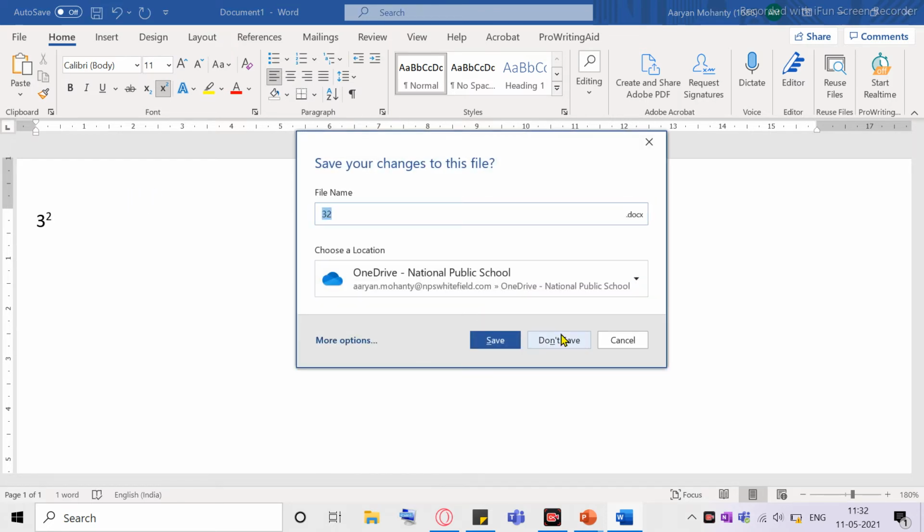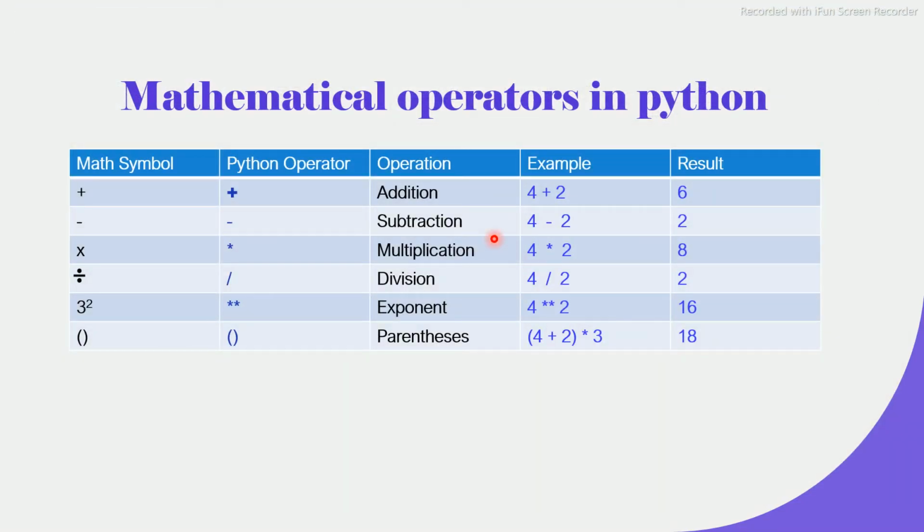But this is not the case in Python. You don't have such an option. So what do you do? You use two asterisk symbols. It's the same thing, just that you click on the 8 symbol twice with shift. So you get two asterisk symbols. This is called an exponent operation.